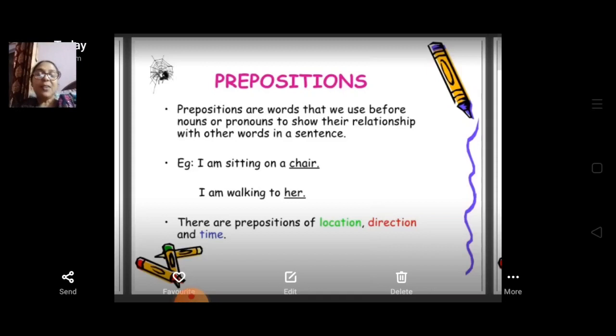So from the definition you can understand prepositions are words that we use before a noun or pronoun to show their relationship with other words in the sentence. Now here you can see, I am sitting on a chair. It shows the relationship with other words in the sentence. A few examples I am going to give you. The king ruled over a vast kingdom. He is happy with Rohit's experience. These are examples of prepositions.